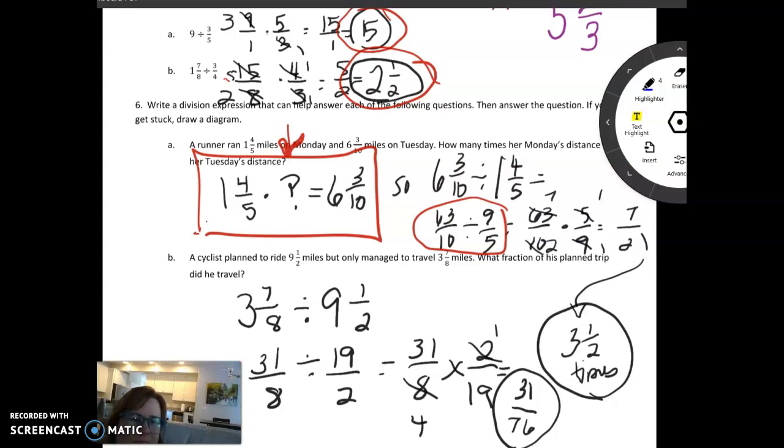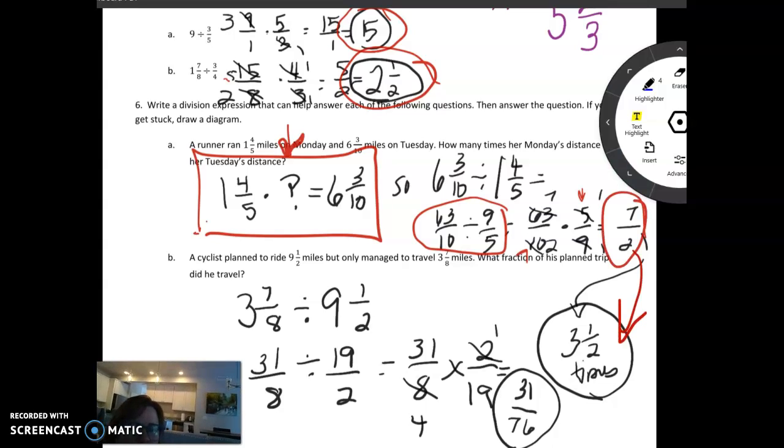I'm going to cancel out some factors here because I know there's one group of 9 in 9, and 7 groups of 9 in 63. I also know there's one group of 5 in 5, and 2 groups of 5 in 10. So when I multiply, I end up with 7 halves, right? 7 times 1 is 7, 2 times 1 is 2, so I end up with 7 halves, which is the same as 3 1/2. So I know that this runner ran 3 1/2 times as far on Tuesday as Monday.